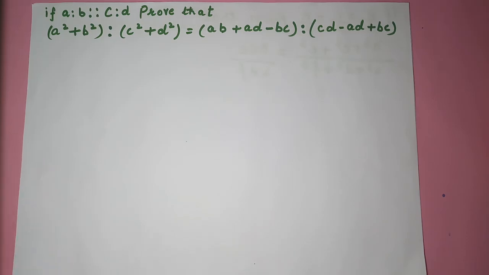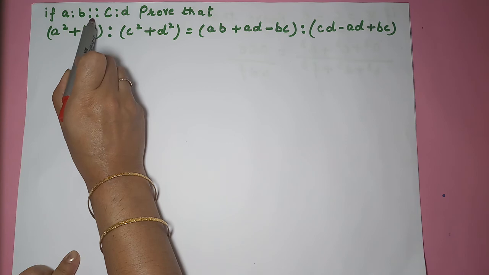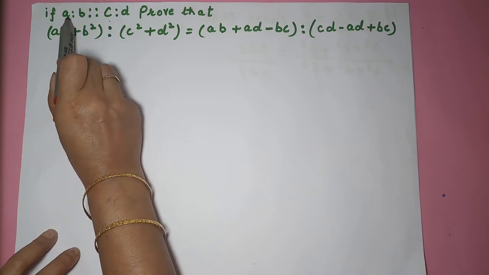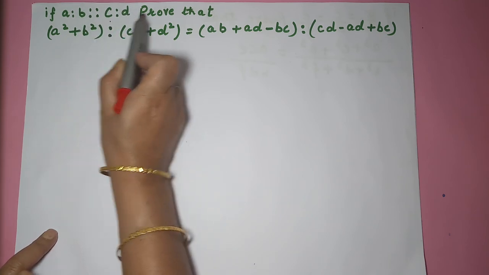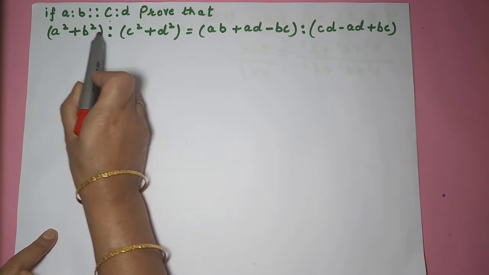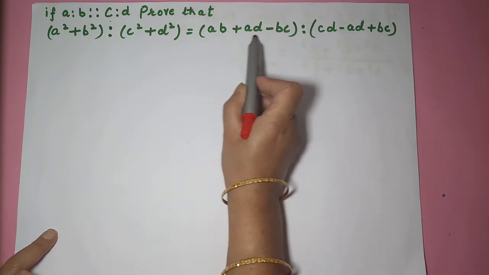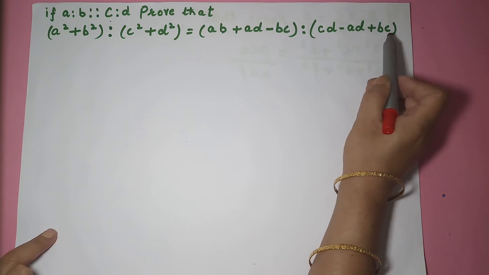In this video, we are going to solve the sums based on the proportion. Now, we have been given that A is to B is proportional to C is to D. These four dots mean that A is to B is proportional to C is to D. And then we have to prove that A square plus B square is to C square plus D square is equal to AB plus AD minus BC is to CD minus AD plus BC.